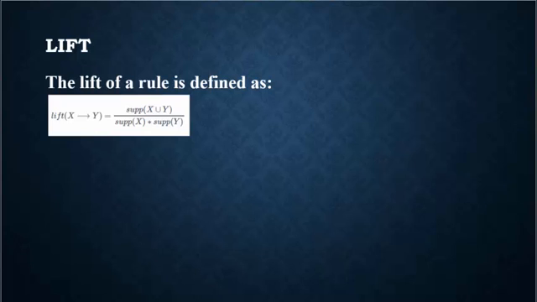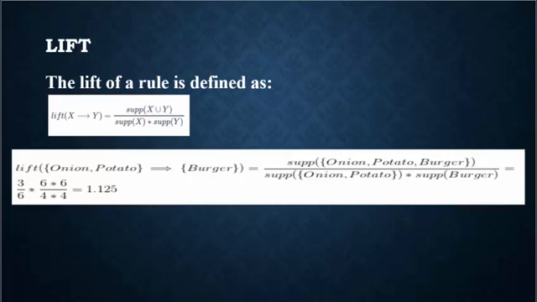In our example, if the value of lift is greater than 1, it means that the item set Y is likely to be bought with item set X, while a value less than 1 implies that item Y is unlikely to be bought if item X is bought.